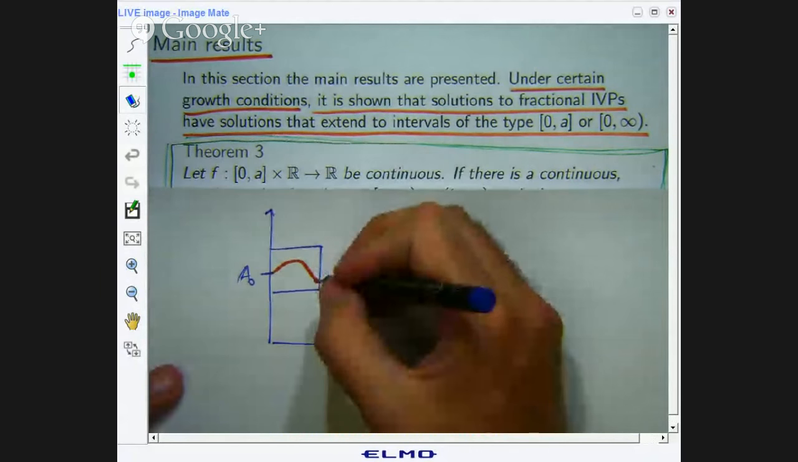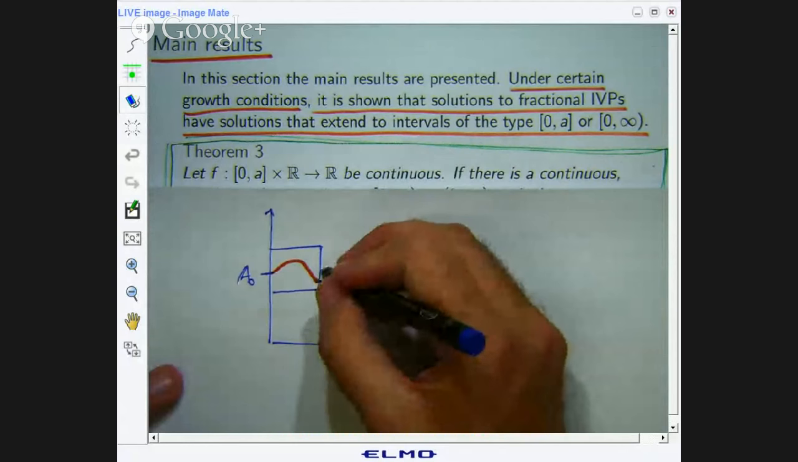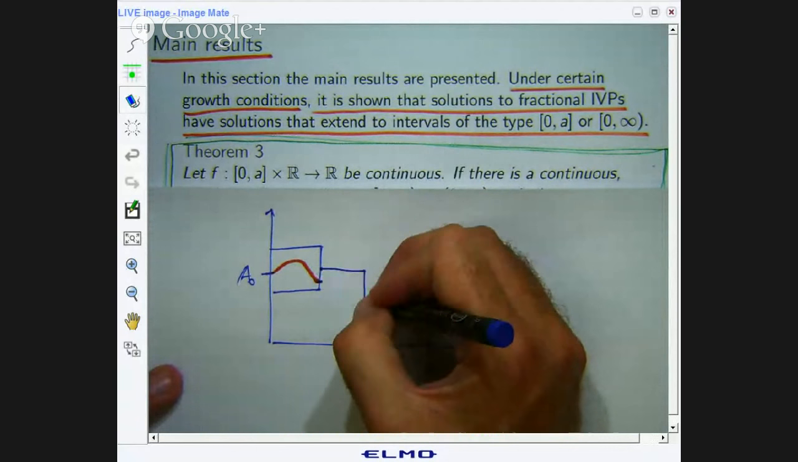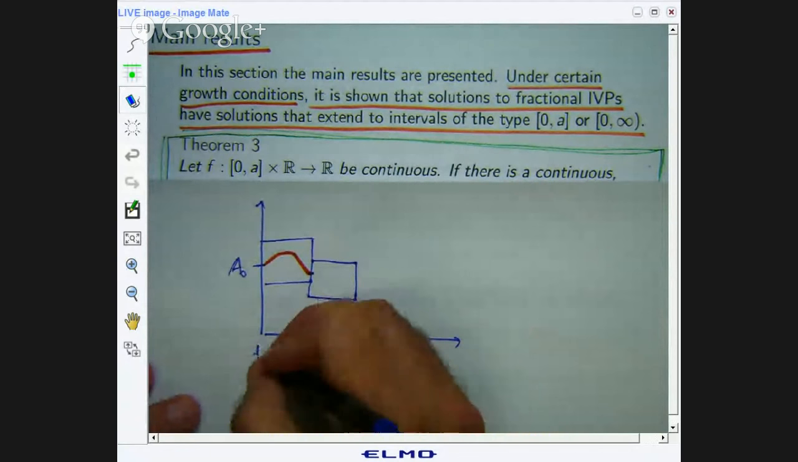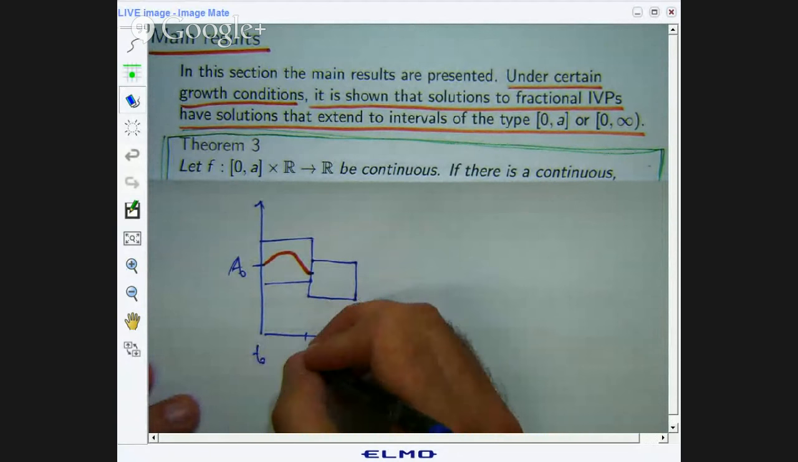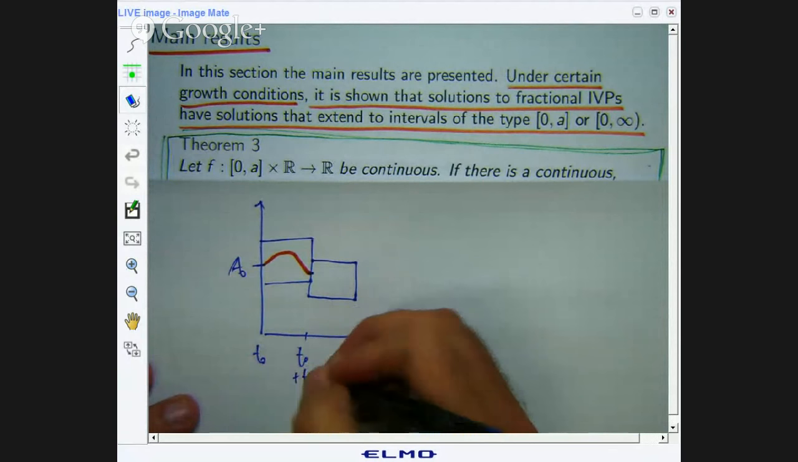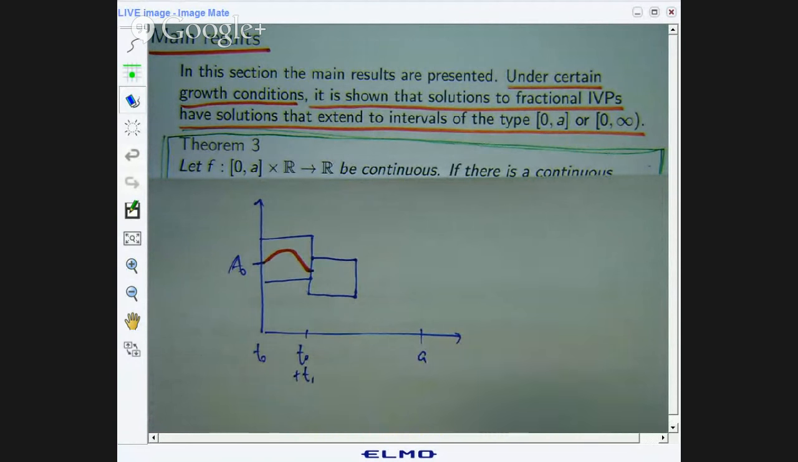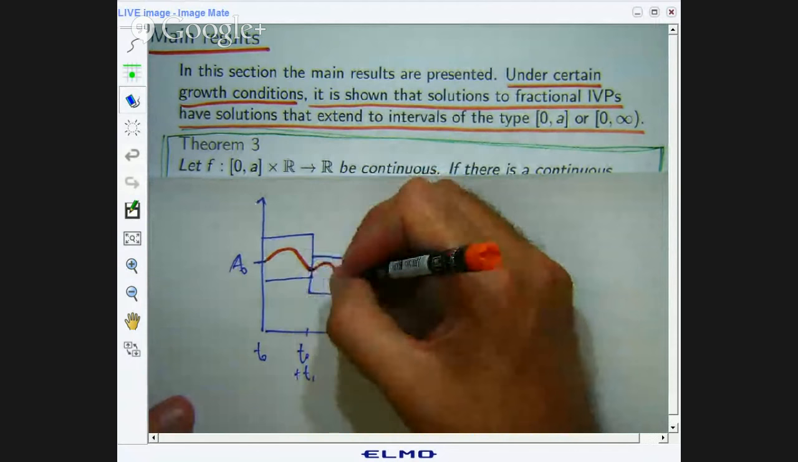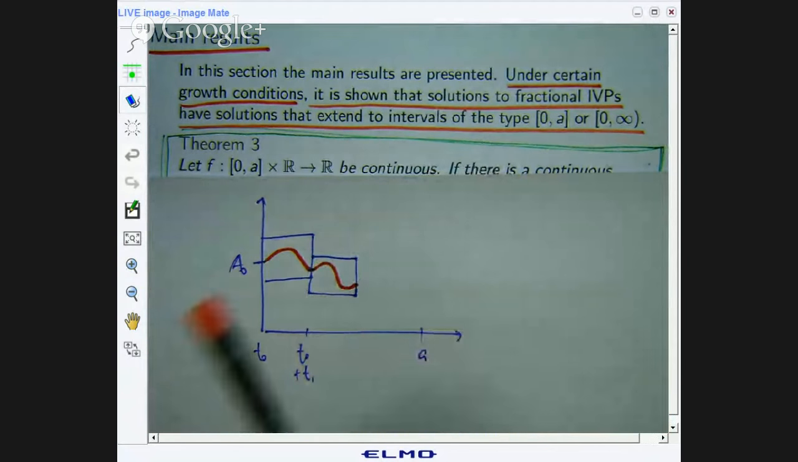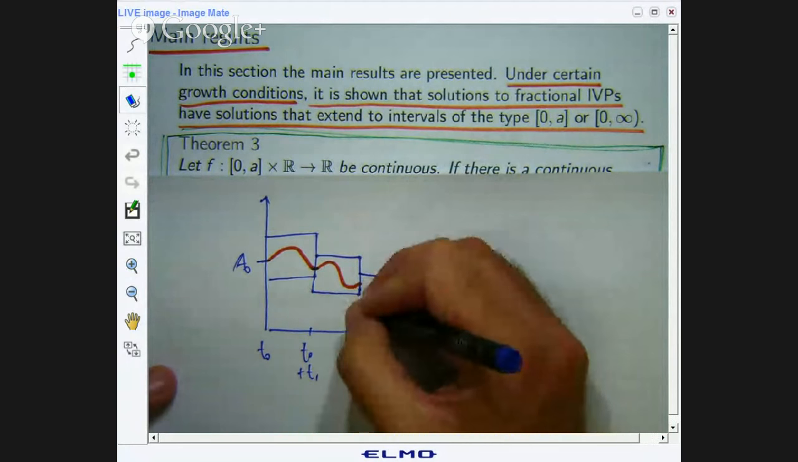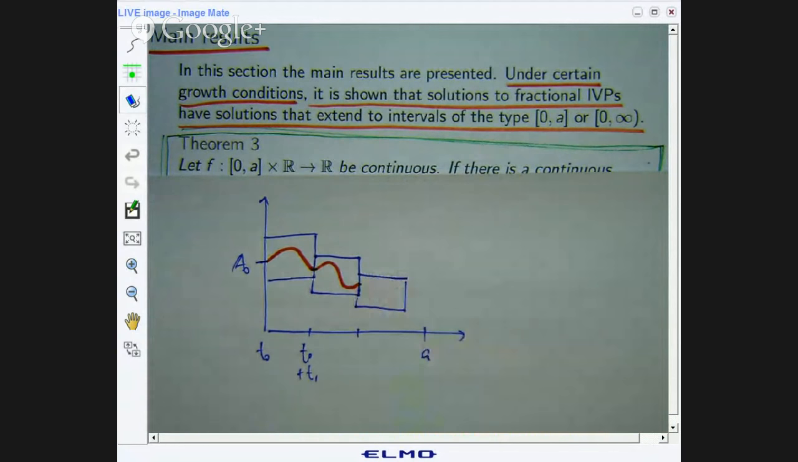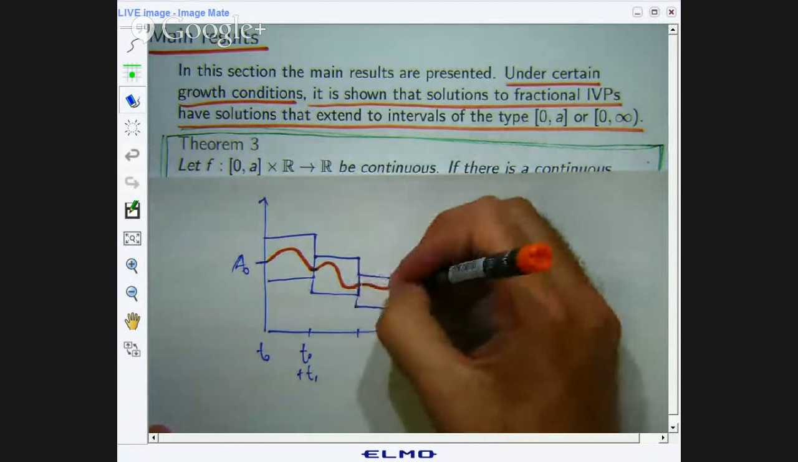Then I'm going to take another point here, and I'm going to form a new initial value problem, and I can draw a little rectangle around there. Think of this as T0, T0 equals 0. Think of this as T0 plus T1. I can start a new problem, and I can get a solution that starts and stays within this rectangle. Then I can keep going. I'll get another rectangle there, another initial value problem, and it might go like that.